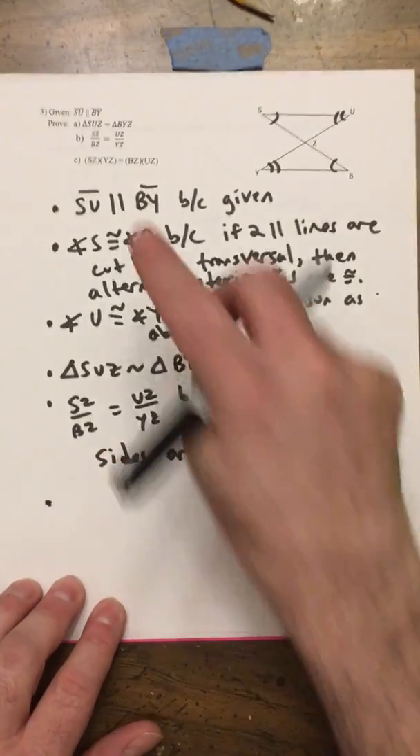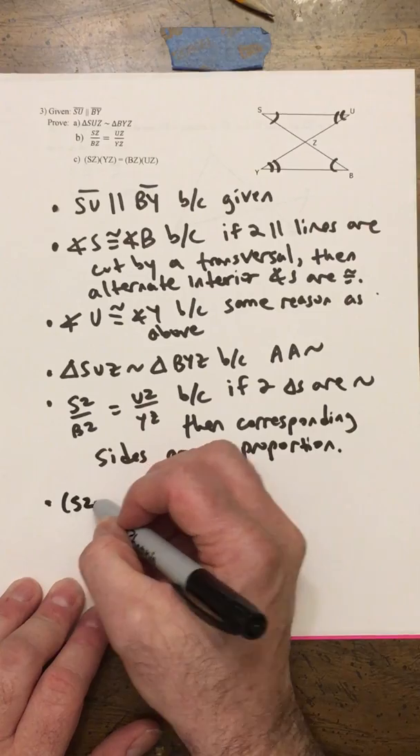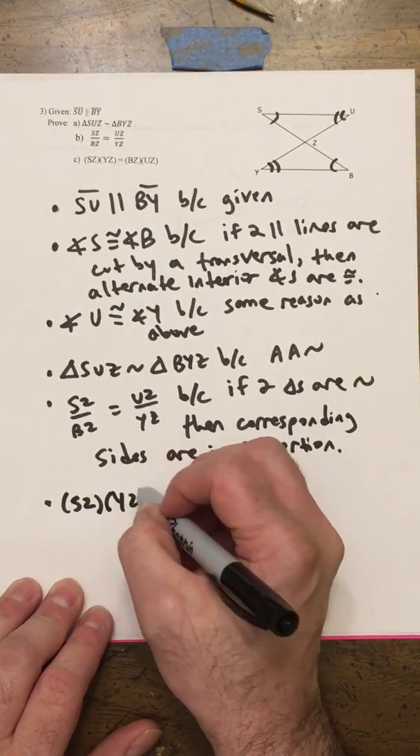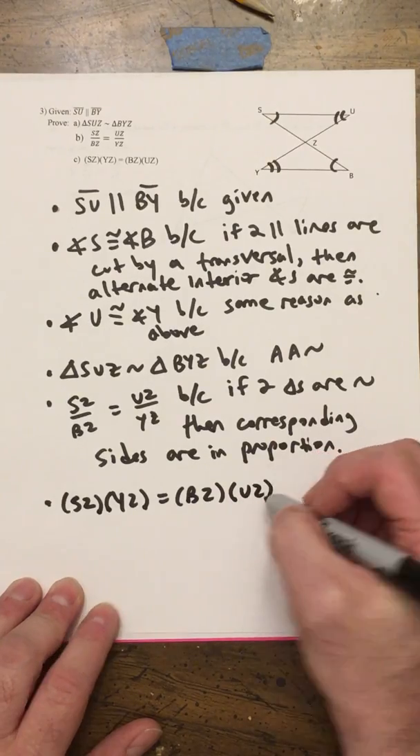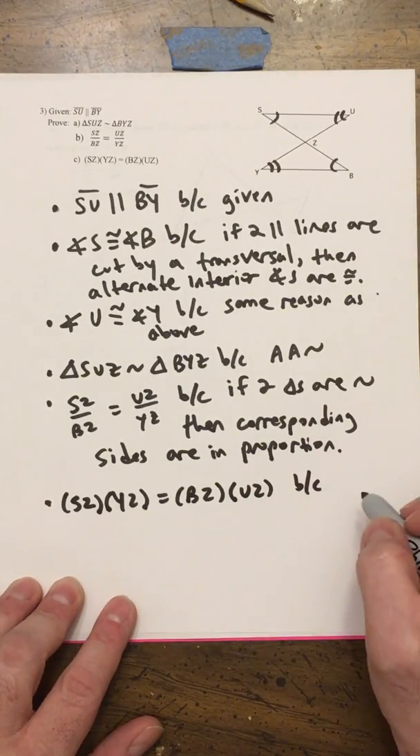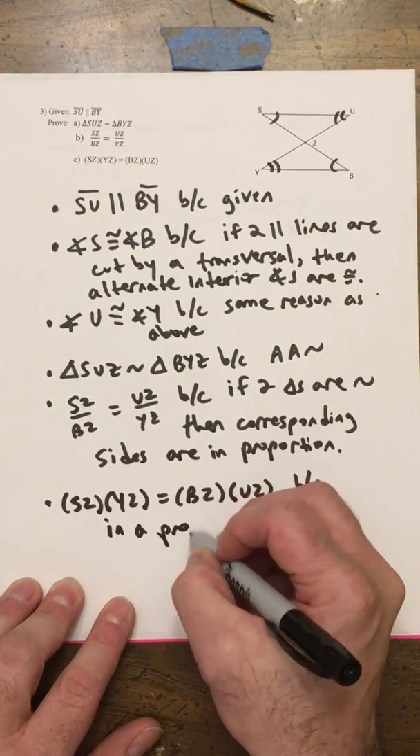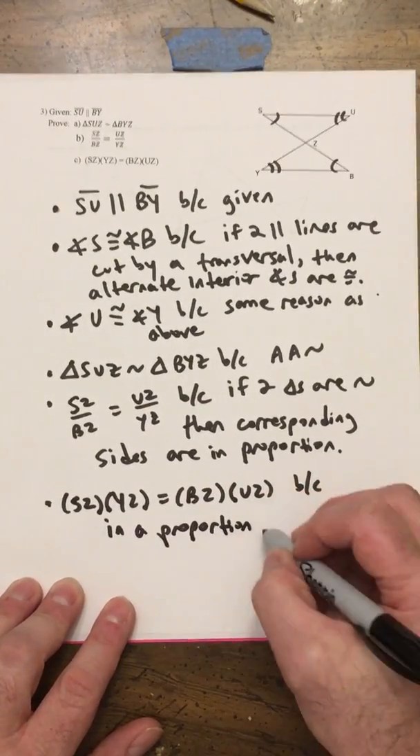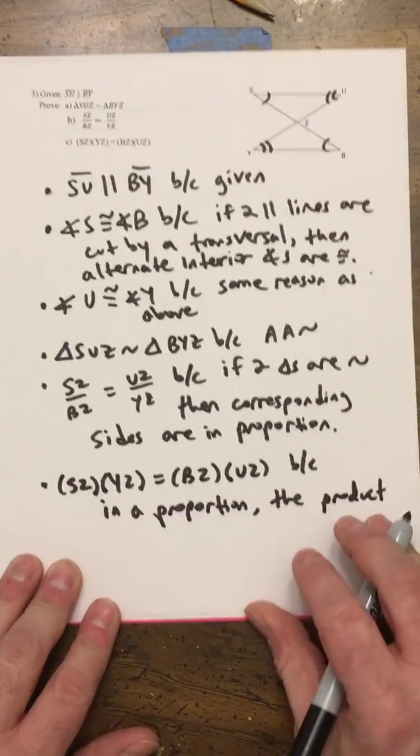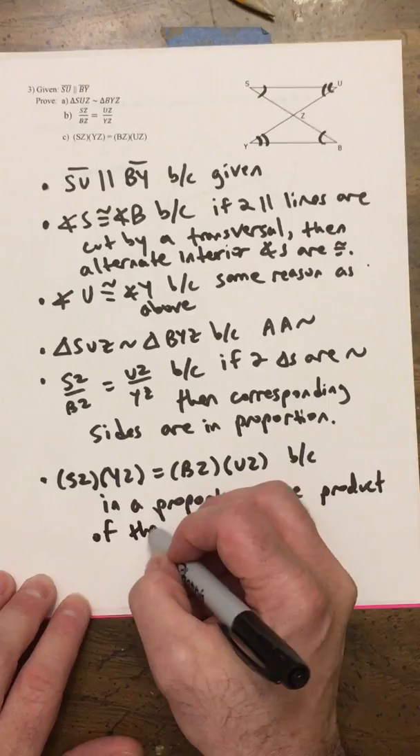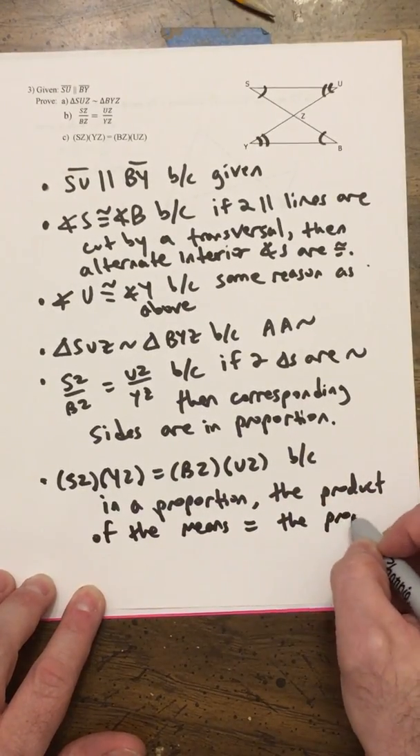Okay? And then finally, we have the last thing that we learned. SZ times YZ equals BZ times UZ. And again, pause the video so you could write down the reason. In a proportion, the product of the means equals the product of the extremes.